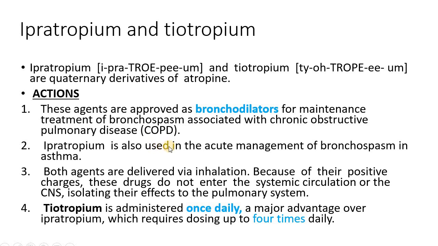Ipratropium is also used in the acute management of bronchospasm and asthma. So if the patient has an asthma condition and there is a bronchospasm, ipratropium is present in the inhaler medication. Both agents are delivered by inhalation because of their positive charges. These drugs do not enter the systemic circulation or the CNS, isolating the effects to the pulmonary system.